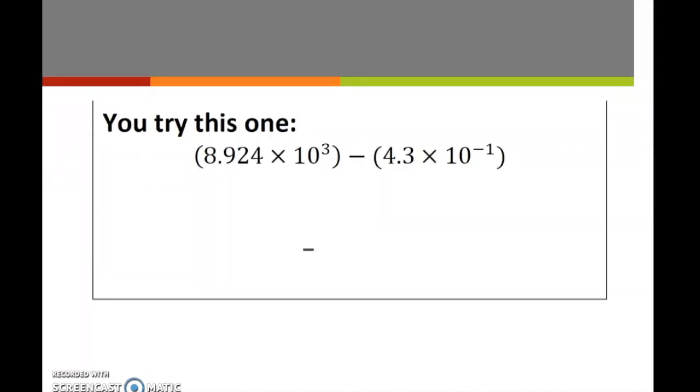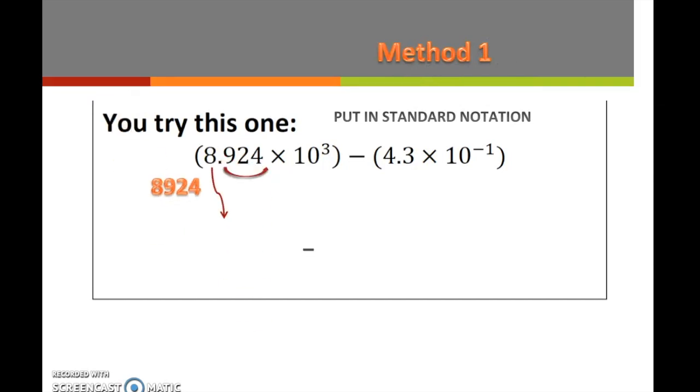Now let's take a look at the example. So pause the video and you try this one by yourself. Okay, let's see what you get. So I'm going to start off with method 1. Method 1 wants me to make sure that I convert to standard notation. So that's the first thing we're going to do. When we convert that number, I know I'm moving my decimal places over 3 times to get it in my standard notation form. Same for the second number, according to my power, it's -1. So I'm going to move that over so I can convert my number to standard notation.